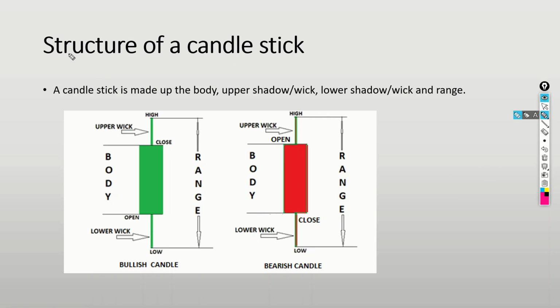A candlestick is made up of the body, the upper shadow or wick, and a lower shadow or lower wick. It's also made up of a range. Looking at the diagram below, you can see the upper wick right here, then the lower wick, then the range that goes all the way from the high to the low, then the body of the candle, which is the red part.